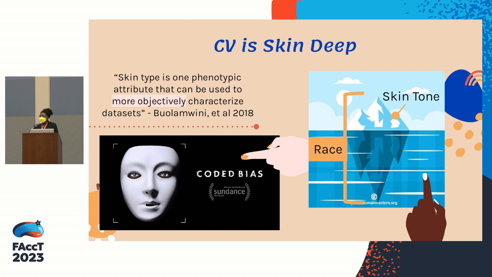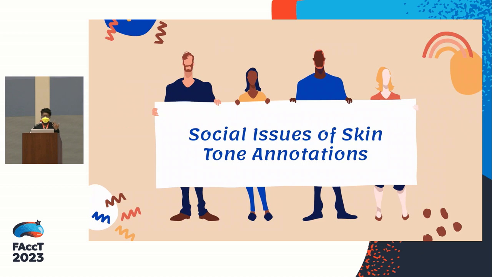So as proposed in the hallmark paper, Gender Shades, skin type is a phenotypic attribute that is better suited for computer vision and can allow for more objective fairness performance evaluations. However, the CV community continues their idea of being skin deep with their own understanding of skin tone annotations. A lot of them actually ignore the social issues that inject subjectivity in skin tone annotations as well.